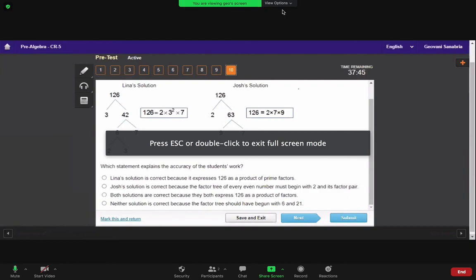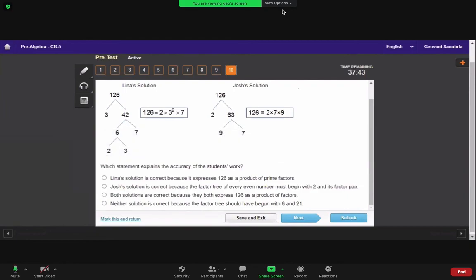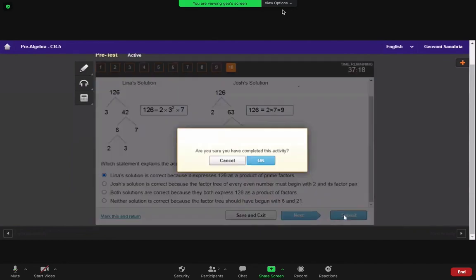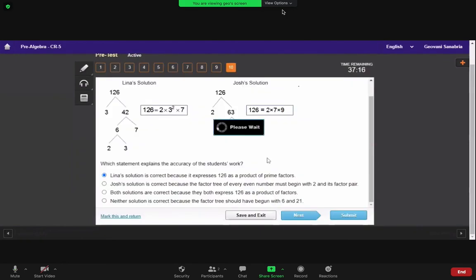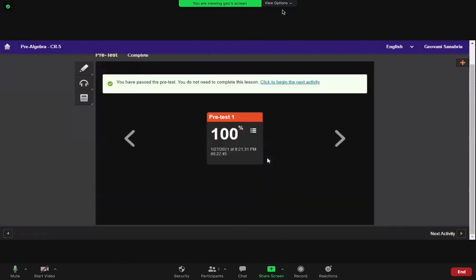All right. So we already know that Josh's solution is not correct. So that second one is wrong. So the answer would not be A, because both solutions are correct is wrong. Neither solution is correct is also wrong, which we just figured out. Yeah, so Lena's solution is correct because it expresses 126 as a product of prime factors. Yep. All right, let's see that. Oh, cool.